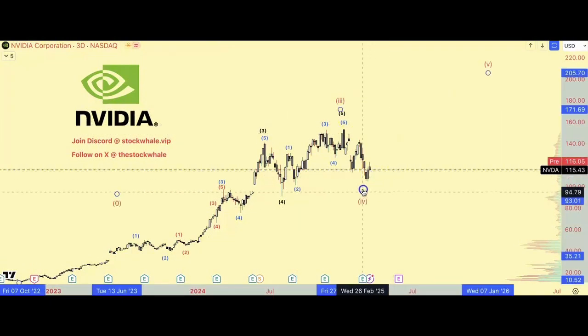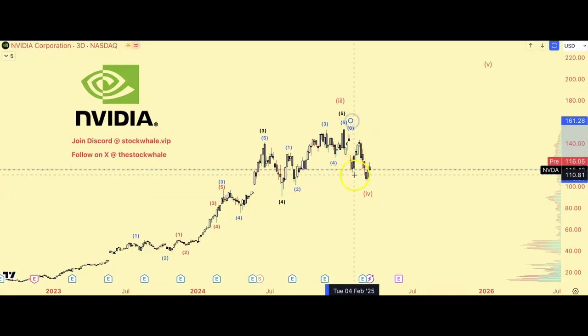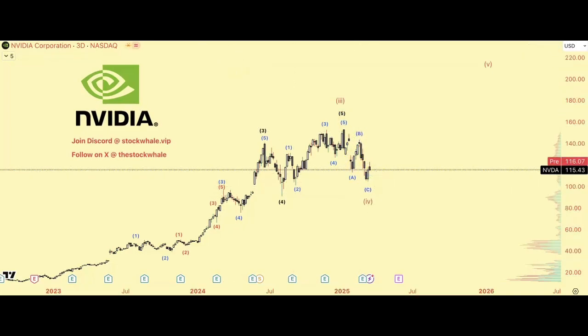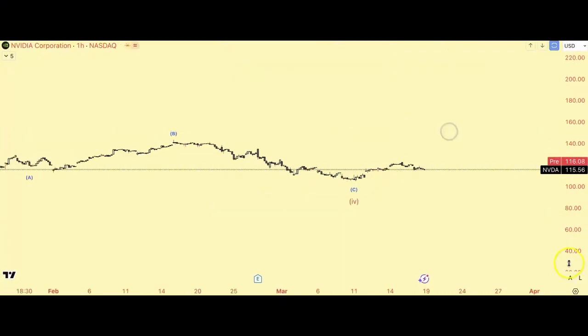So if you think that Nvidia has bottomed here, right, for a wave 4 in red, and you can see that we did put in 3 waves here in ABC. So this is a bottom contender. What you're probably going to do, let's take a look at the 1 hour time frame.